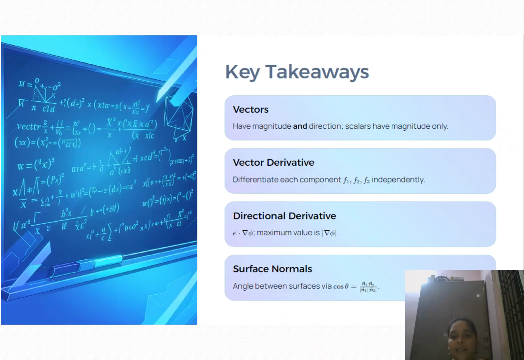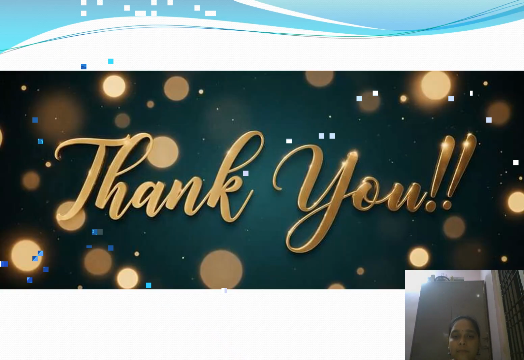So, what are the key takeaways? Vectors have magnitude and direction. Scalars have only magnitude. In vector differentiation, compute f1, f2, f3 independently. The formula of the directional derivative is e bar dot del phi. For the angle between surfaces, cos theta is equal to n1 bar dot n2 bar by mod n1 bar into mod n2 bar. Thank you.